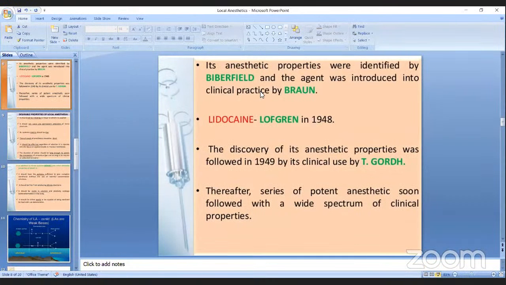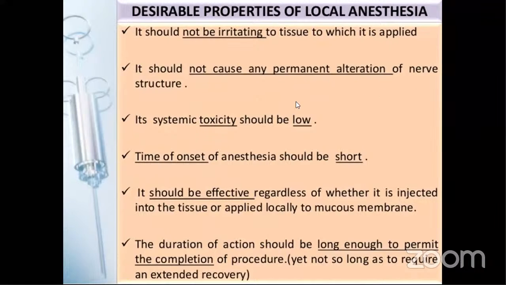Next, it should not cause any permanent alteration of nerve structure. So without any physical damage or physical alteration of the nervous system, it should be used. It should not cause any harm to the nerve systems. Okay, it should be used only for anesthetic purposes. Its systemic toxicity should be low. So the toxic level should be low, otherwise it may cause other adverse effects.